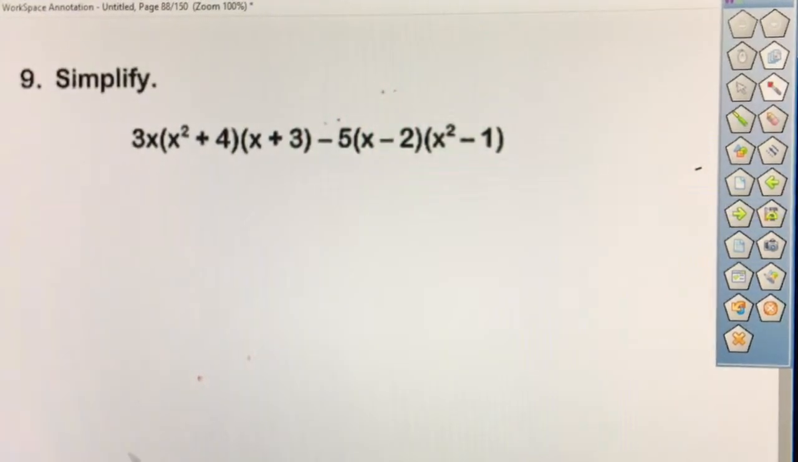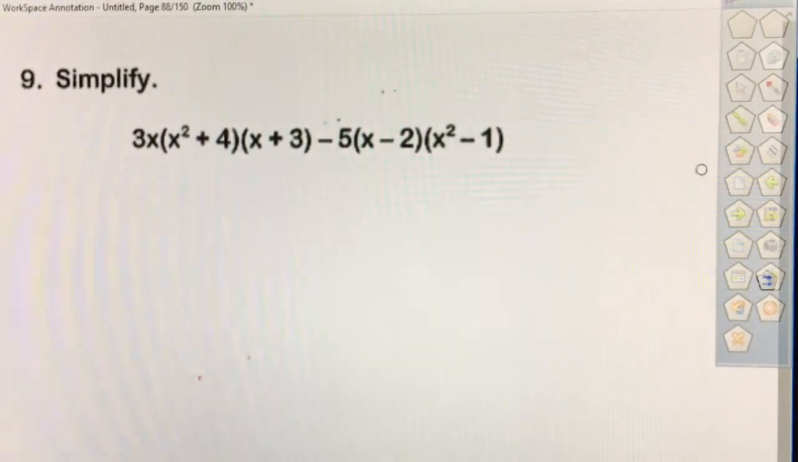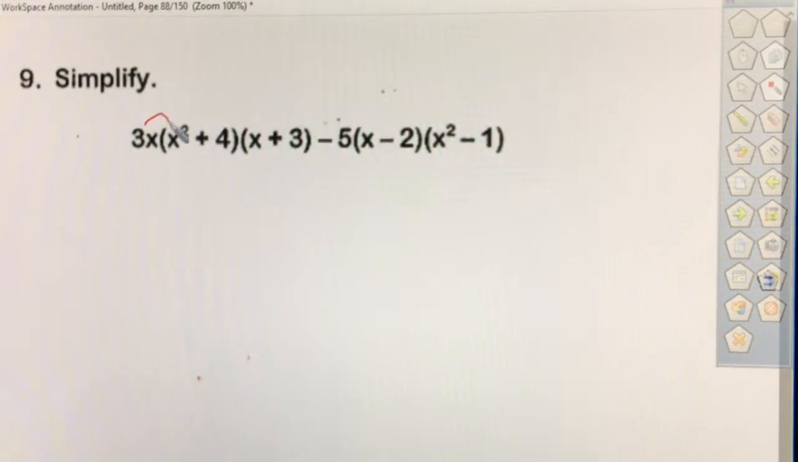Simplified problem, what I want to do. I have to foil that, but I like using punnets. But I don't want to make too many punnets, so I'm going to distribute this across that quantity, and I'm going to distribute the negative 5 across this quantity, and then I'm going to make 2 punnets, and then combine my terms on those punnets.